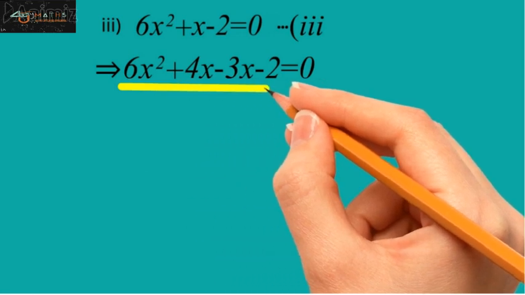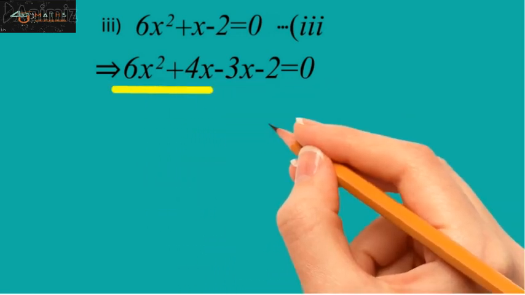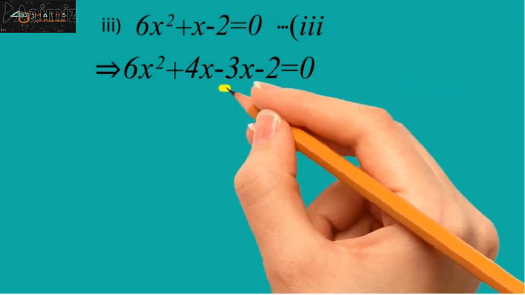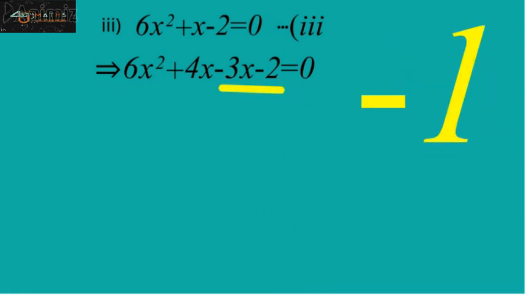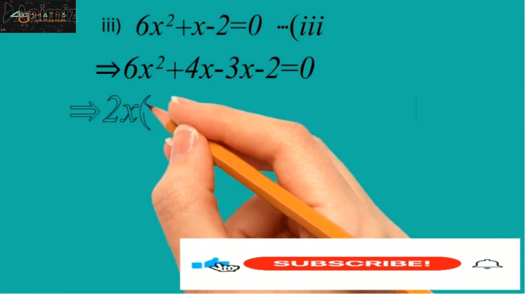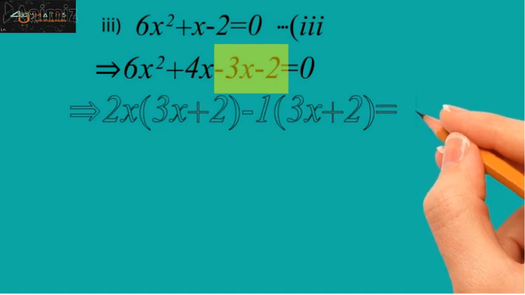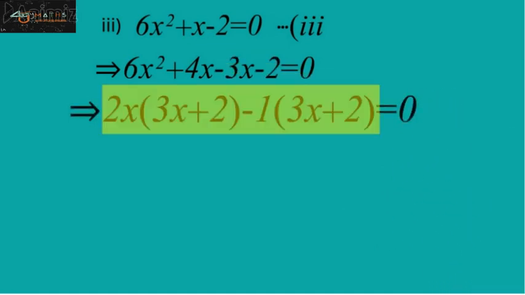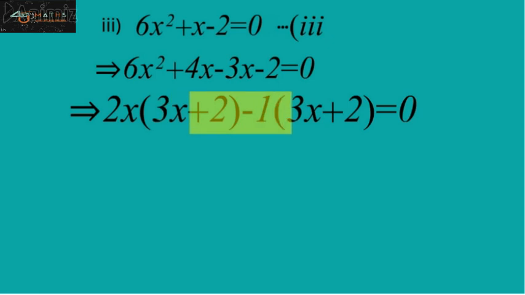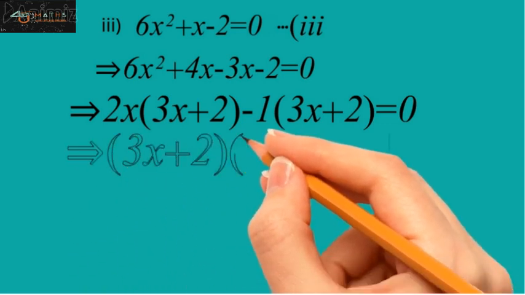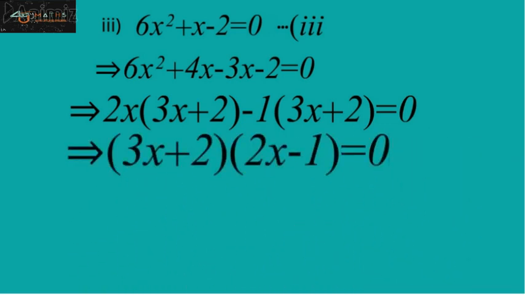Here we have 4 terms. In the first two terms, we have 2x as a common factor, while in the second two terms, we have minus 1 as a common factor. So taking out these common factors from the given terms, we have 2x into 3x plus 2 minus 1 into 3x plus 2 is equal to 0. Here we have 3x plus 2, again a common factor. So taking out this, we have 3x plus 2 into 2x minus 1 is equal to 0.